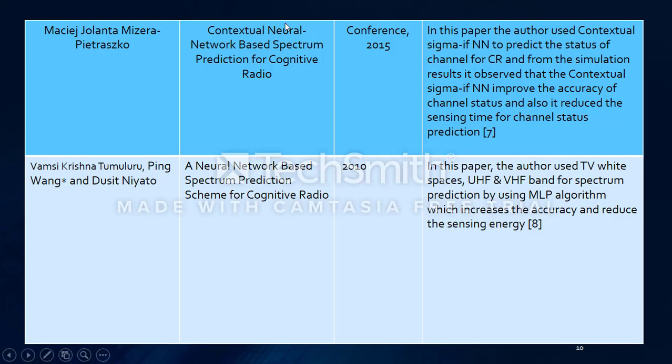Next one is a neural network based spectrum prediction scheme for cognitive radio, and the authors are Vamsi Krishna, Ping Wang, and Dusit Niyato, which is published in 2010. In this paper, the author used TV white spaces, ultra high frequency and very high frequency band for spectrum prediction by using the MLP algorithm, which increases the accuracy and reduces the sensing energy.